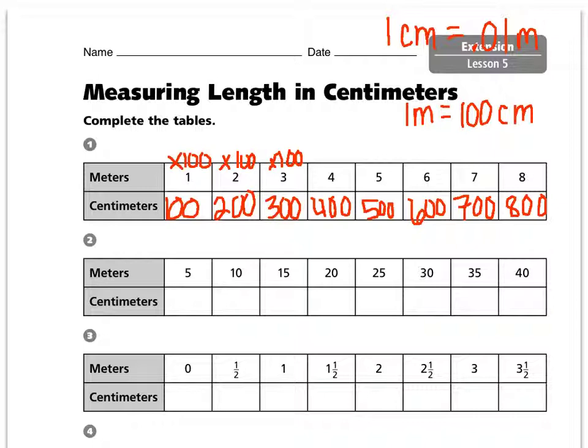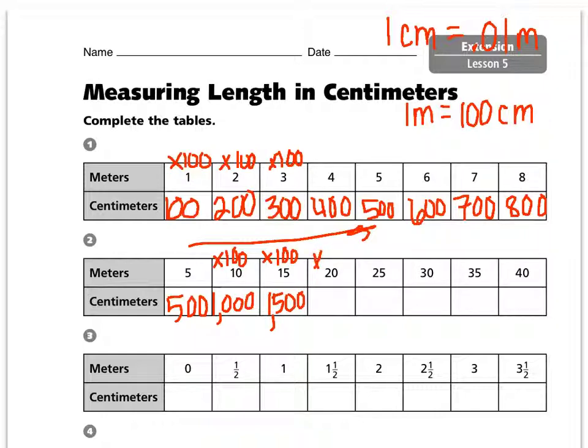Let's do number 2, where I have 5 meters. How many centimeters does that equal? And I know from this chart that it's going to equal 500. Now I need to figure out how much 10 would be. I'm going to multiply it by 100 as well, and I'm going to get 1,000. How much would 15 be? Multiply 15 by 100, and that's going to be 1,500.